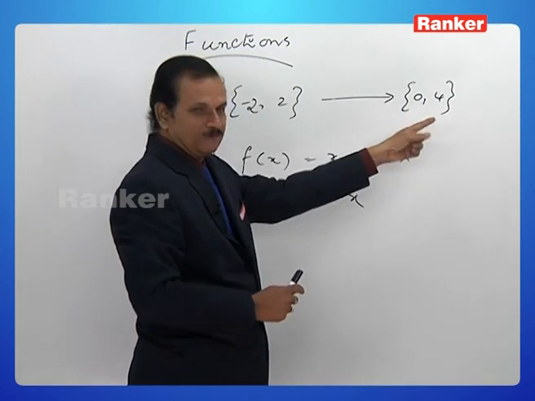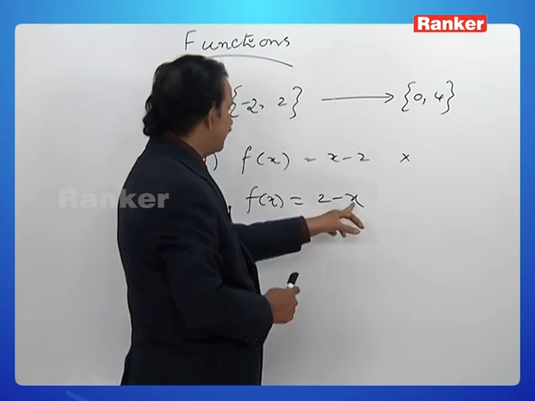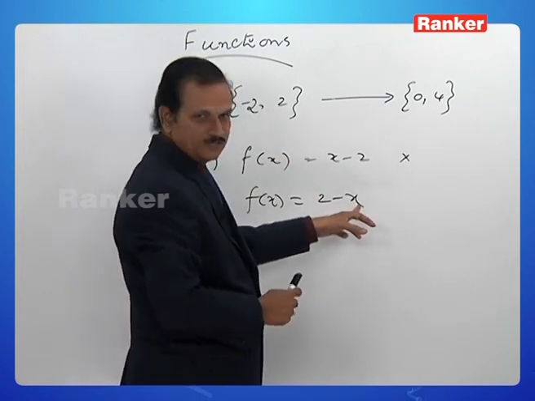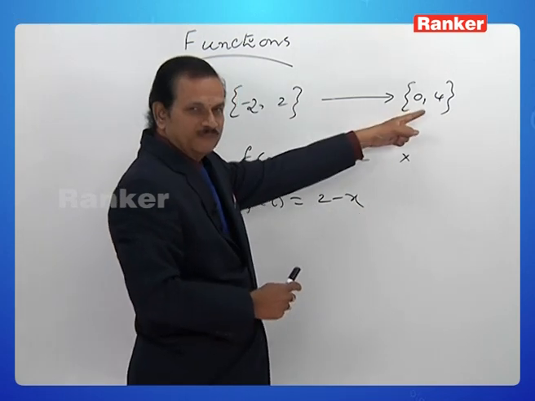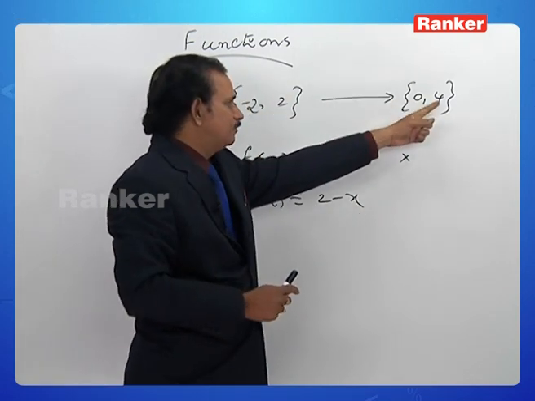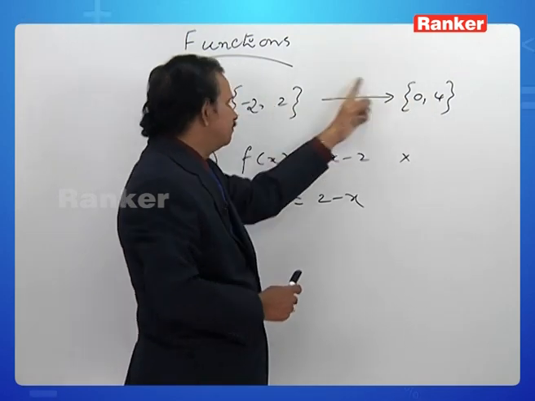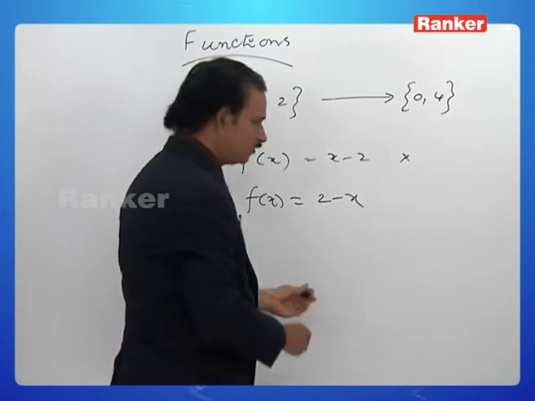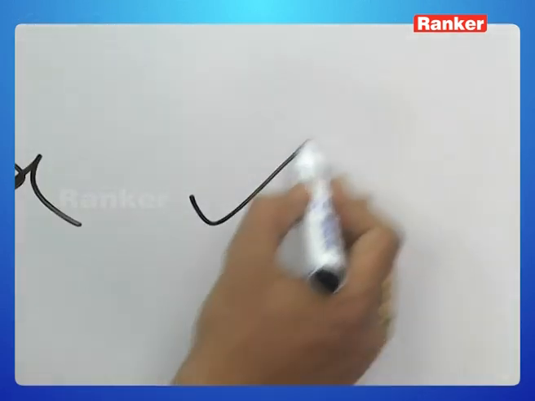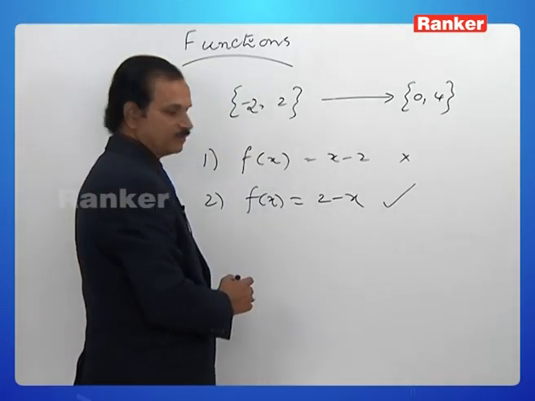Okay, minus 2 is mapped to 4. F of 0, 2 minus 0 is 2. 2 minus 2 is 0. Therefore, first element is mapped to the second element. Second element is mapped onto the first element. The function is defined and it is onto also. Therefore, this might be a suitable option.